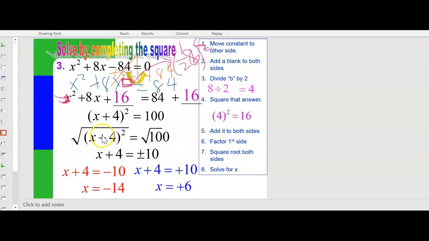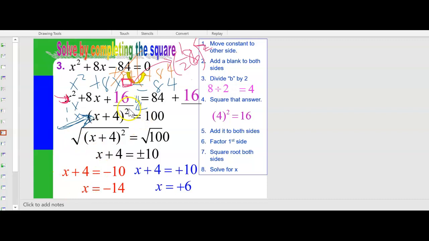Okay. And now on the left side, do the butterfly and get your perfect square. So this is 1, 1. 16 is 4 times 4. So you have x positive 4 times x positive 4, and it's x plus 4 squared equals, on the other side, do the calculation. 84 plus 16 is 100. Okay? So now you have a perfect square equation to solve.